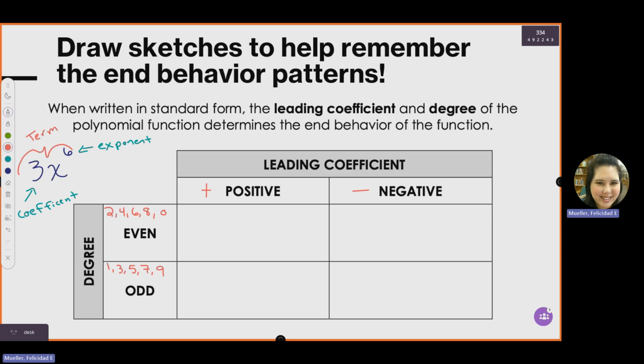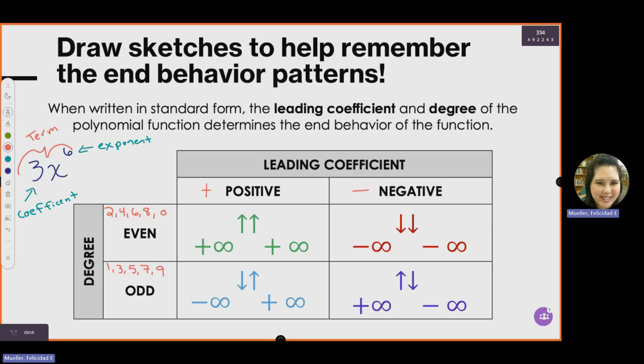If it is even with a positive leading coefficient, the graph is going to point up in both directions, so my end behavior would be positive infinity, positive infinity. If the leading coefficient is negative but I have an even degree, both arrows are pointing down, so negative infinity, negative infinity. If my degree is odd and my leading coefficient is positive, on the left we go down, on the right we go up, so from negative infinity to positive infinity. If the degree is odd and the leading coefficient is negative, we start on the left going up, and on the right we go down, so positive infinity to negative infinity.